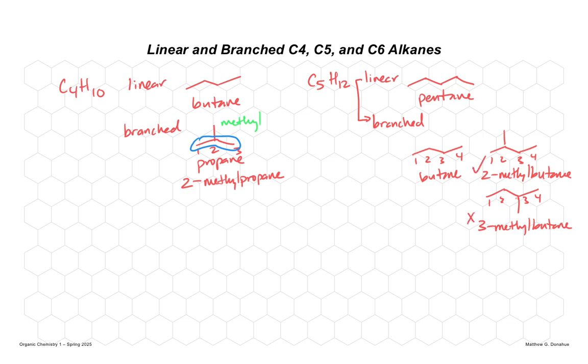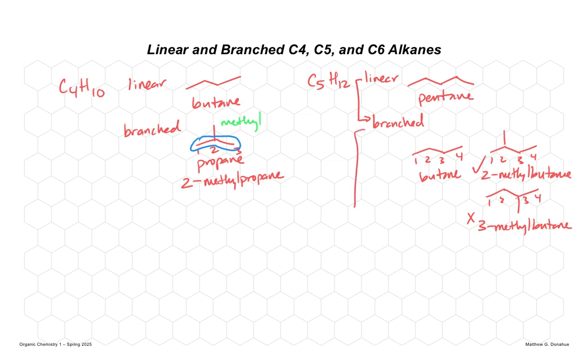3-methylbutane is not correct, because the rules state the substituents have to get the lowest possible number they can on the longest chain. We'll go through some examples where there are more substituents, and it becomes more apparent why that is. So 2-methylbutane.